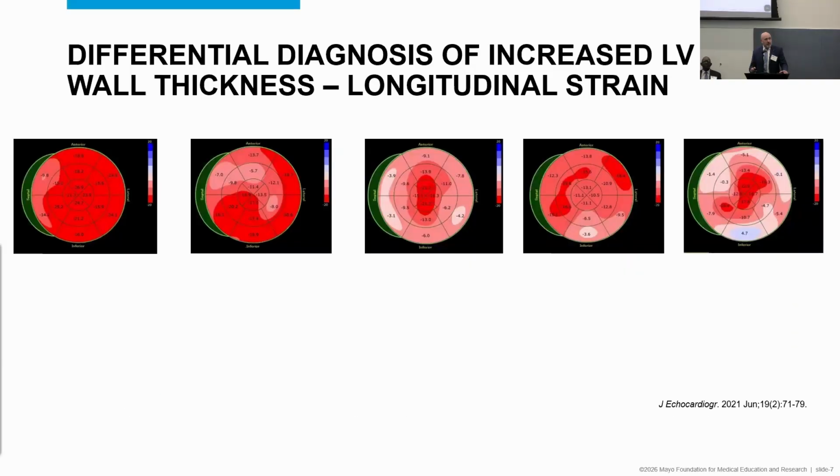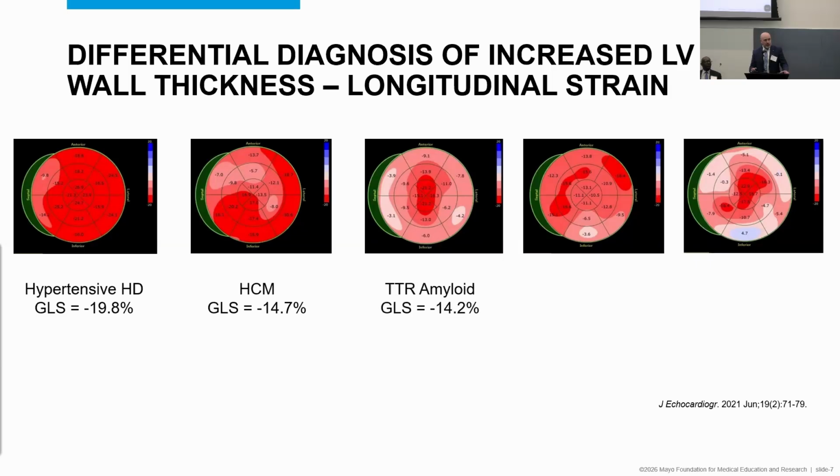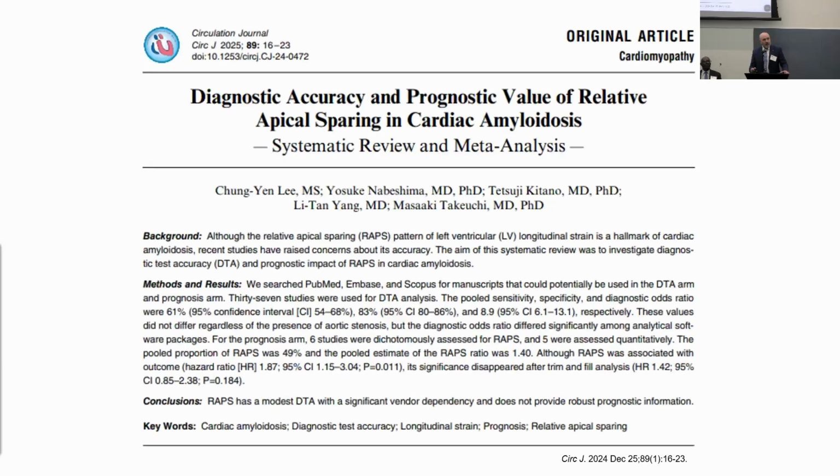And we talked about differentiation using longitudinal strain. We talked about hypertensive heart disease. Generally, as you can see, with amyloid, we expect a lower global longitudinal systolic strain. HCM has a little bit less, and depending on where the thick walls are, the strain is going to be lower. TTR amyloid, lower. Fabry's, aortic stenosis and TTR. But you can see that you potentially could have an apical sparing pattern, and we talk about this a lot.